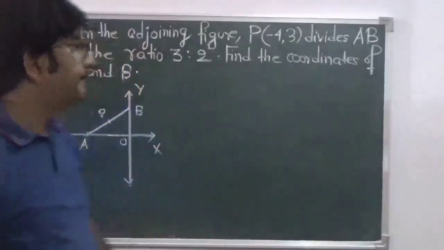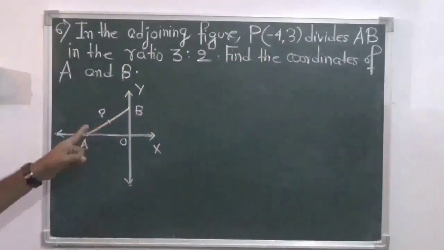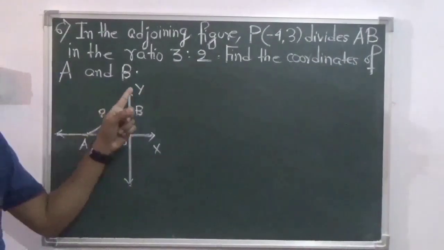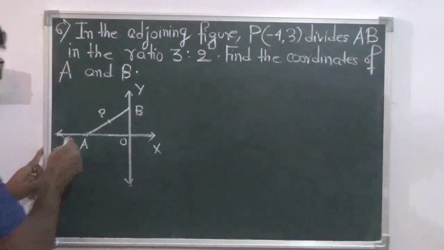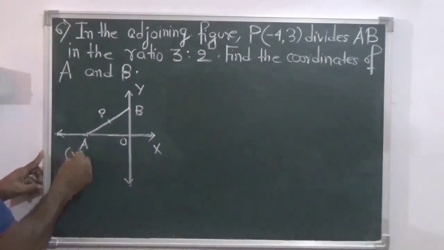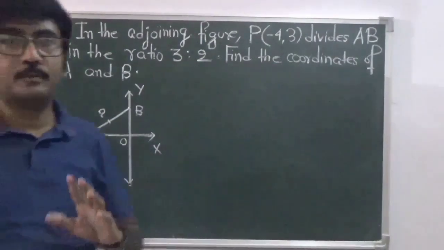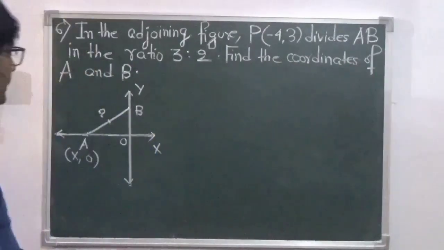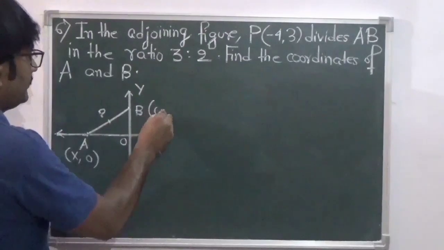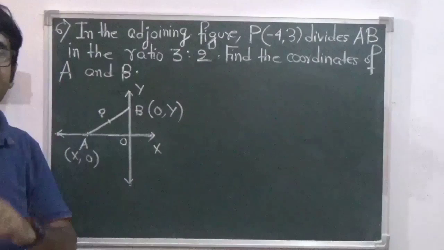Now in the given figure, P (-4, 3) divides AB in the ratio 3:2. So find the coordinates of A and B. Now you can clearly see A is a point on the x-axis, so you can take the coordinates of A as (x, 0), as we have already discussed that on the x-axis y is 0. Similarly, B is a point on the y-axis, so the coordinates of B will be (0, y), because on the y-axis the value of x is 0.